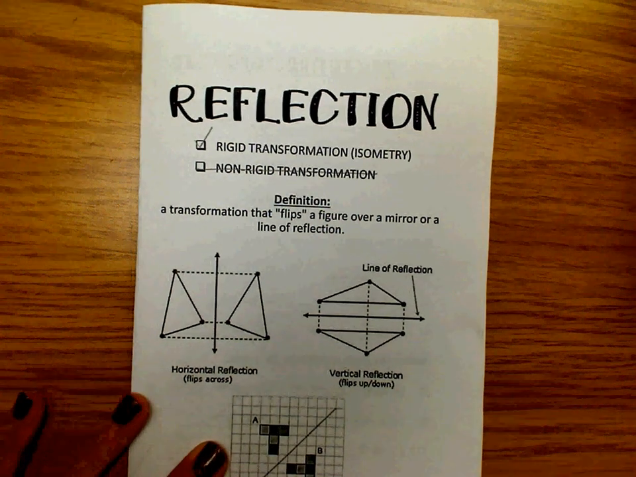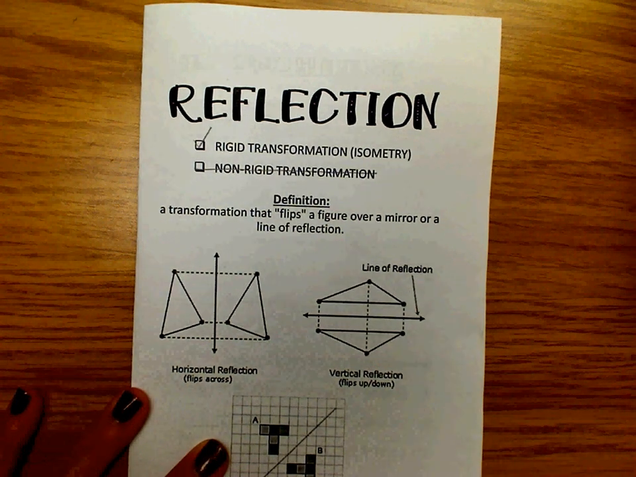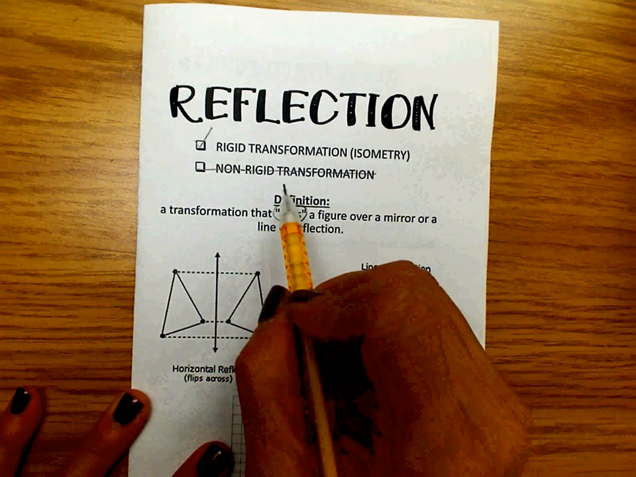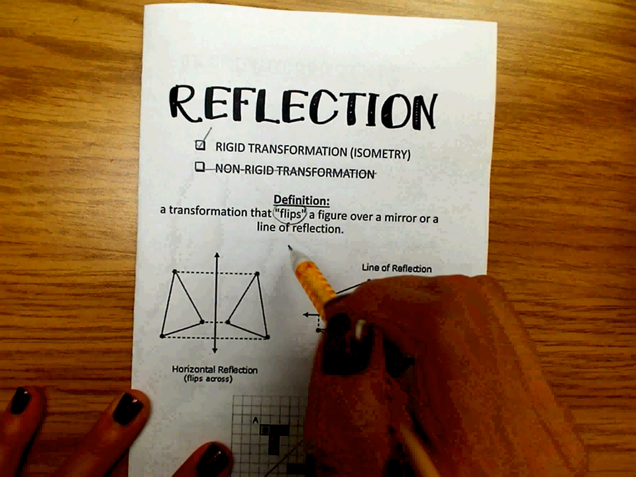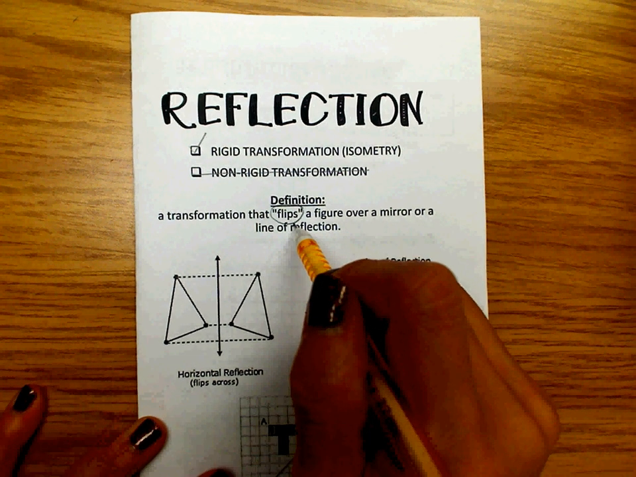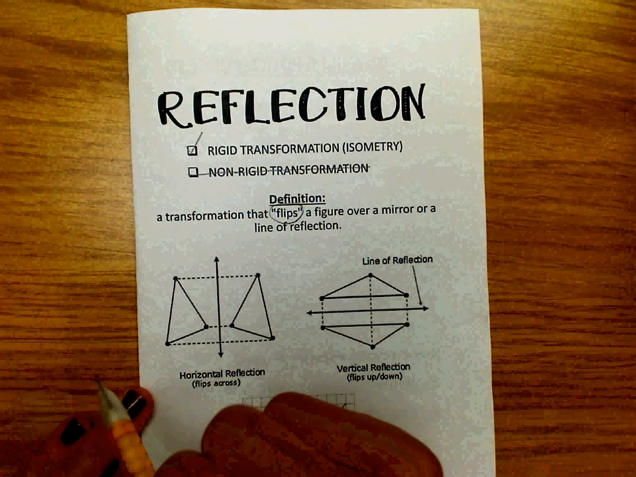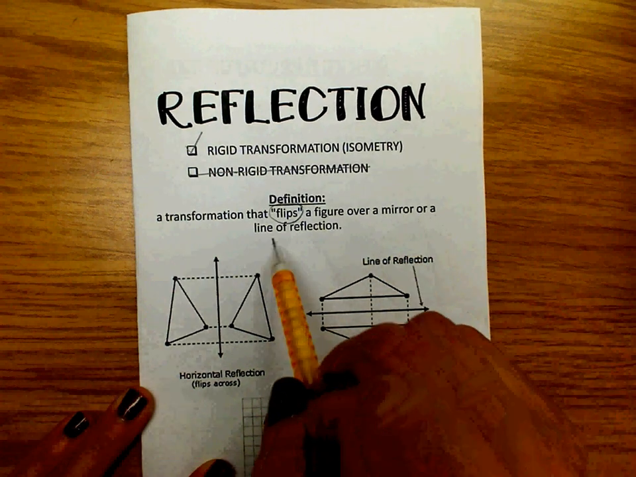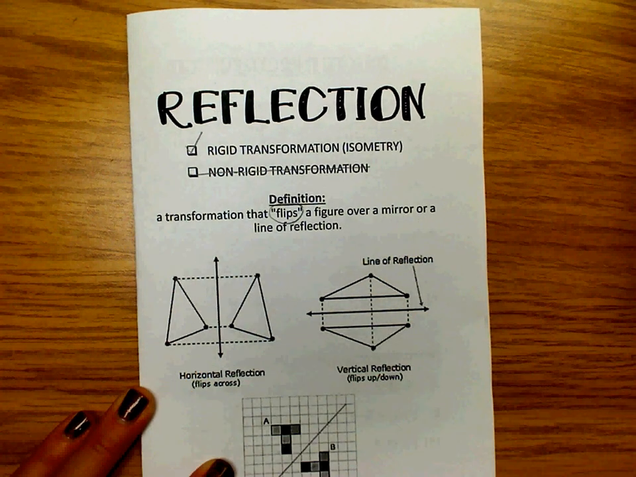The only one that is non-rigid is dilation. And what's the definition for reflection? It's a transformation that flips, and you can use your pencil with me. I didn't mention that you also need a pencil, but hopefully that's a given. A transformation that flips a figure over a mirror or a line of reflection.